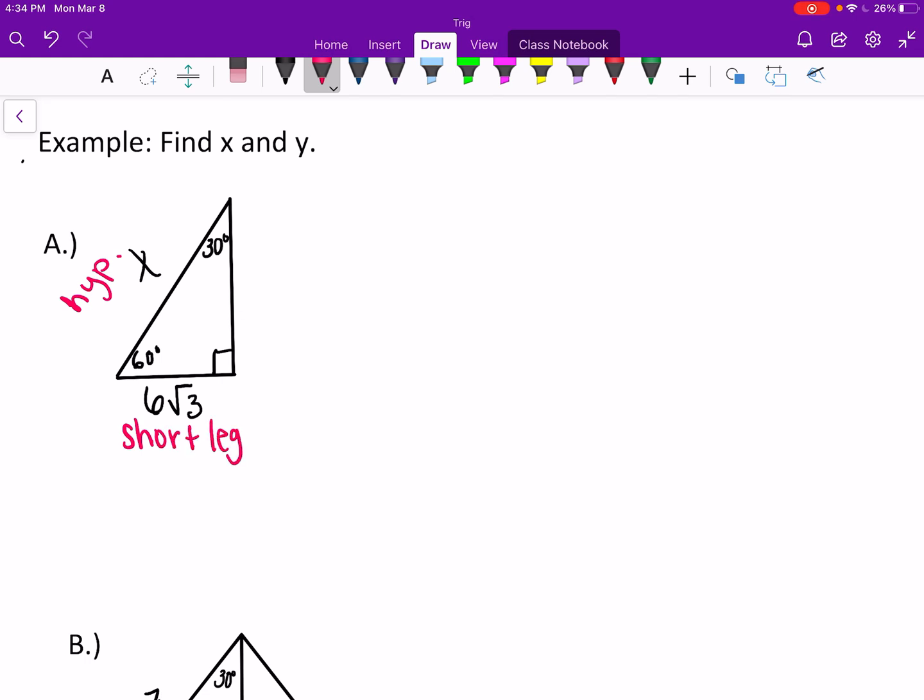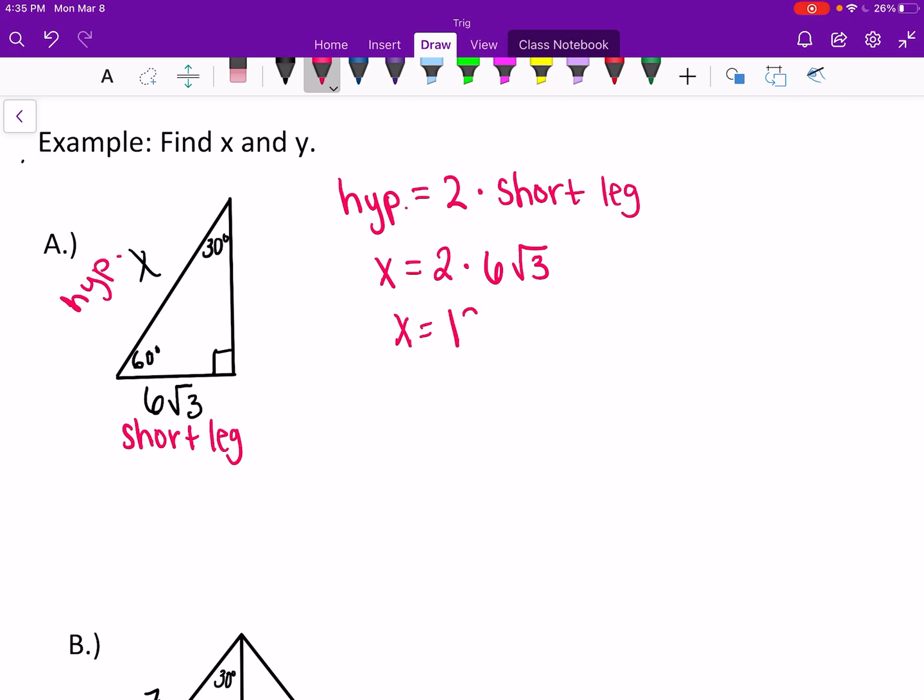So I want the equation that has the hypotenuse and the short leg. And in our theorem, it says that the hypotenuse is equal to 2 times the short leg. Our hypotenuse in this triangle is x, and our short leg is 6 times the square root of 3. 2 times 6 square root of 3 is the same thing as 12 square root of 3.